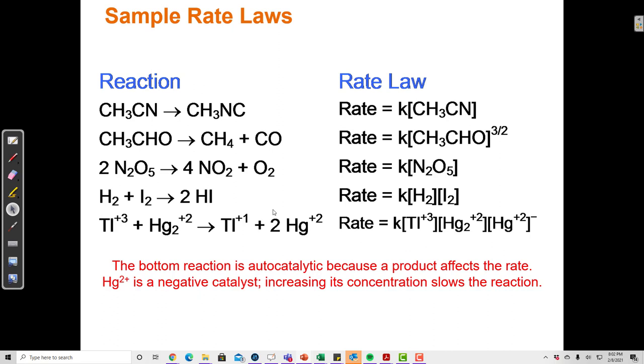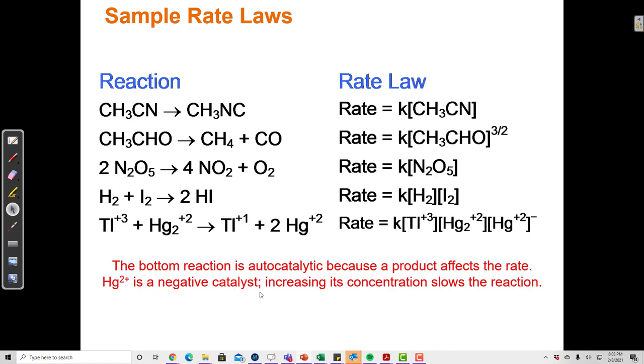But this slows the reaction down in an additional way. It slows it down because it gets in the way, and it also slows it down because chemically, thallium and mercury have a coordination and interaction with each other. So when I create more of this, the thallium gets stuck to it. And when the thallium is stuck to this, it can't react with the dimercury anymore. So we don't include products in the rate law because products don't affect the rate in any special way, except that their presence gets in the way of the reactants, right? But this one, we did include this product because the bottom reaction is autocatalytic: a product affects the rate.